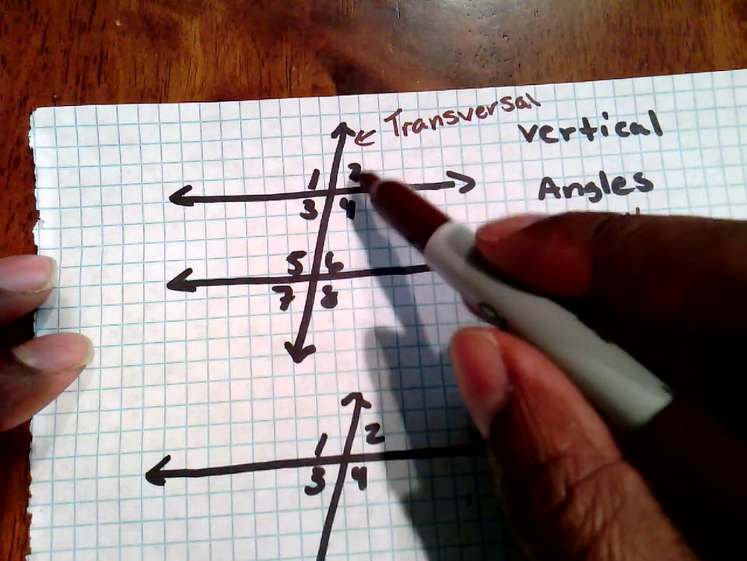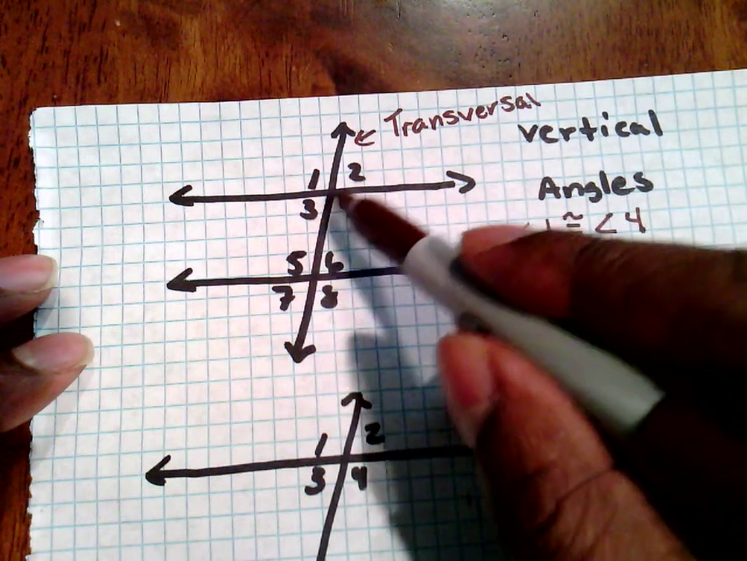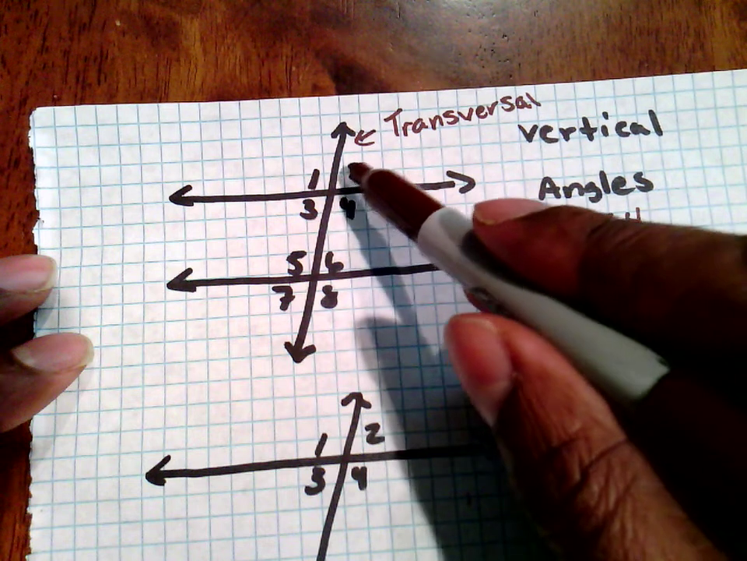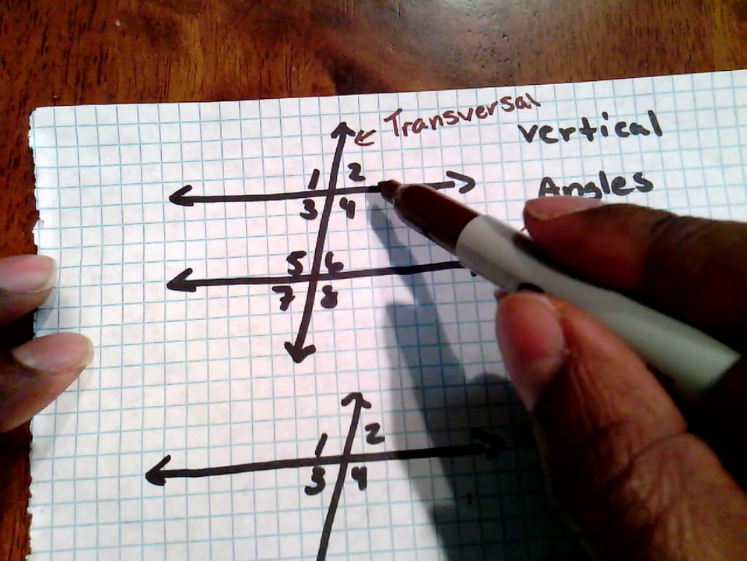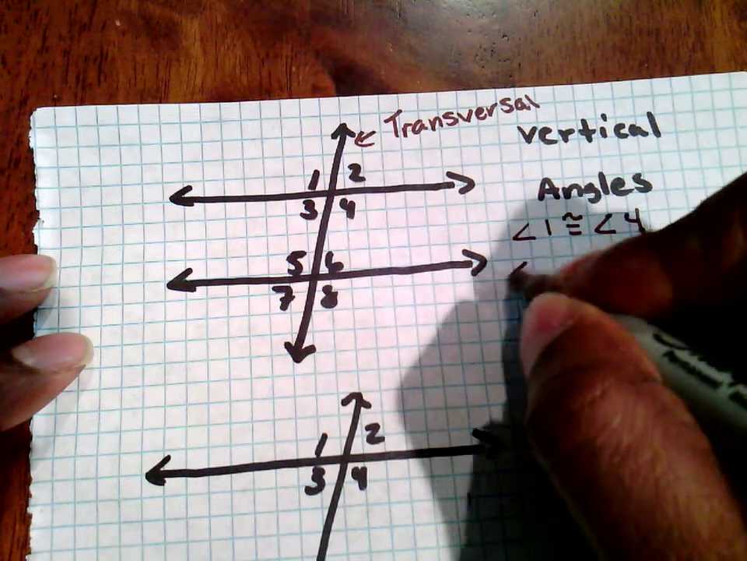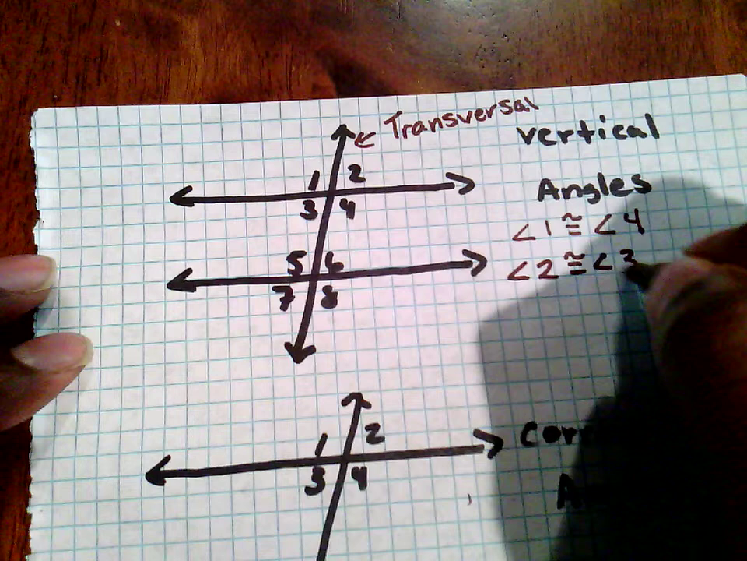In the same token, take a look at angles 2 and 3. These also sit across from each other, and you also may notice that the openings are very much identical. So it means angle 2 is congruent to angle 3.